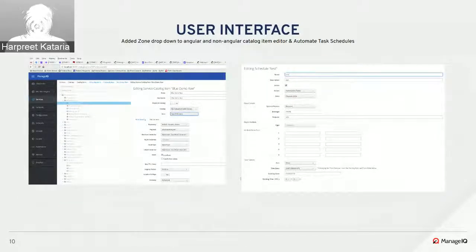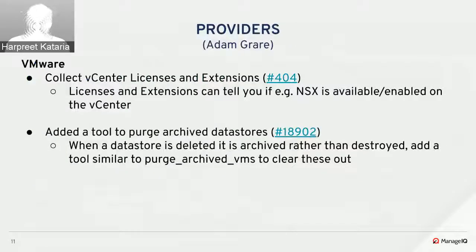To be able to control which zone the service-related automate methods or tasks should run in, a zone selection dropdown was added to catalog item bundles and also to the automate tasks schedule editors and their detail screen. And next slide, please. That's all I have for the UI. On to Adam. Thanks, Harpreet.